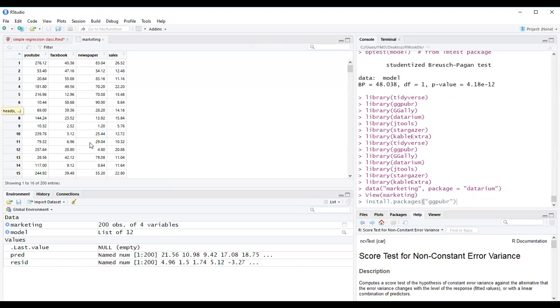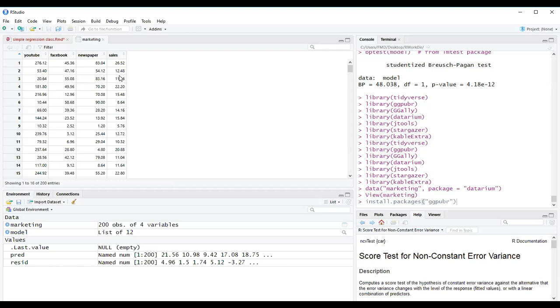Okay, so this is what the marketing data consists of. You have here YouTube, Facebook, newspaper, and sales. This is the budget for YouTube, the budget for Facebook, the budget for newspaper, and the budget for sales. I'm sorry, I forgot to check the dimension of this. I know that YouTube, Facebook, and newspaper are in thousands. I'm not sure if sales may be in millions.